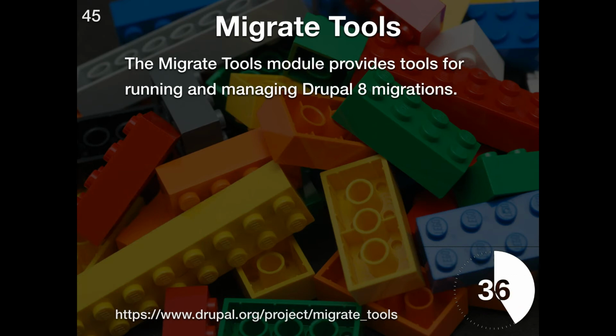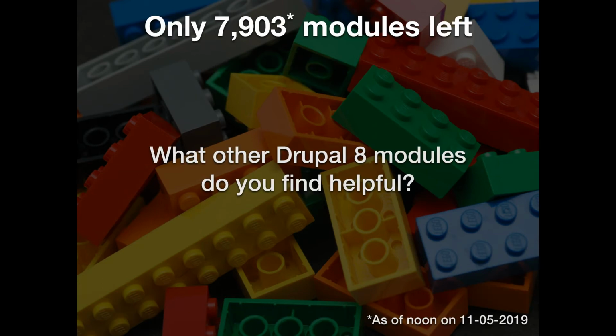And that was 45. Halftime? I skipped through quite a few, so I'm like, do I need 60 seconds to talk about a short toolbar? So yeah, only 7,903 more modules to go.